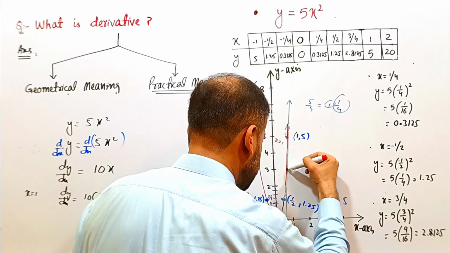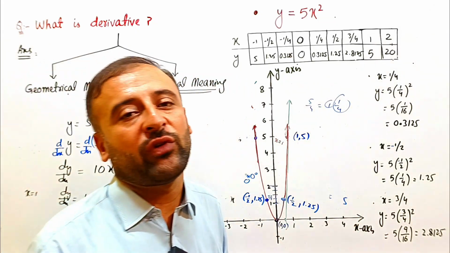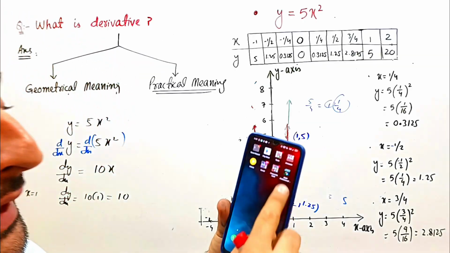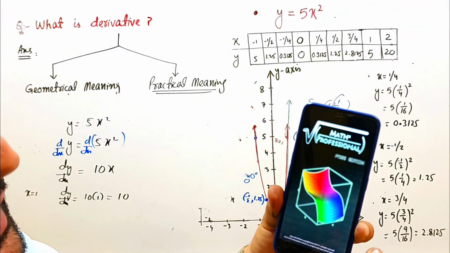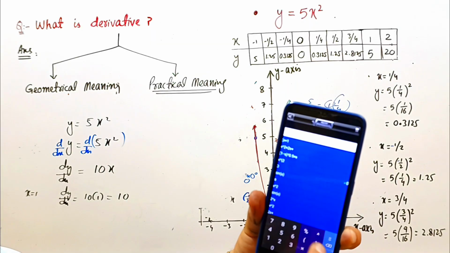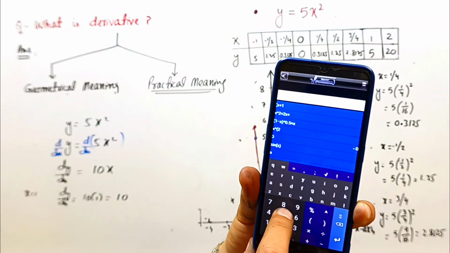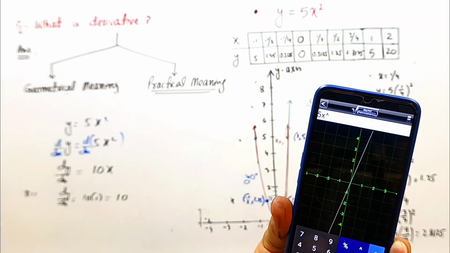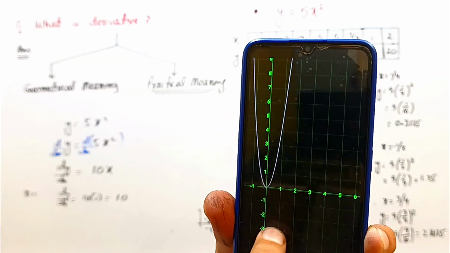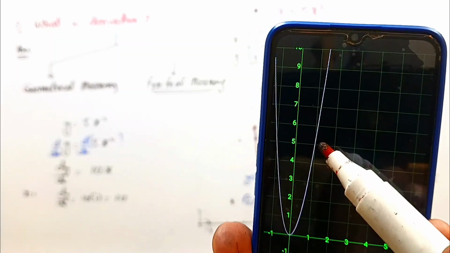Right, students? This is the graph. Let's have a look at the exact graph which will be obtained from a software or app. For example, this is the app I have in my mobile, Math Professional. You select graphical calculator. Students, you just give 5x square. No need to give 5. You just give 5x power 2. This is the graph of this function. You can study these points. Like this point is exactly 1 comma 5.